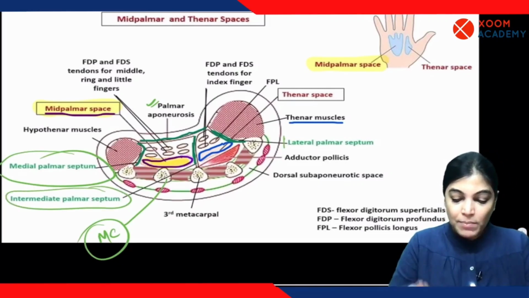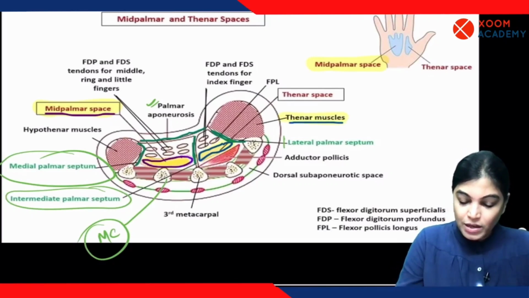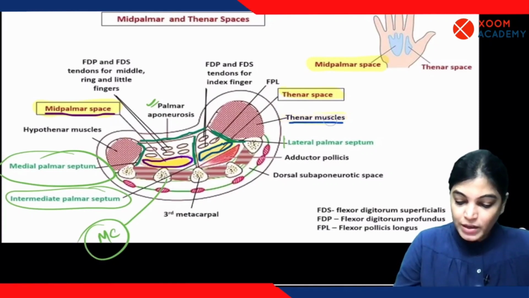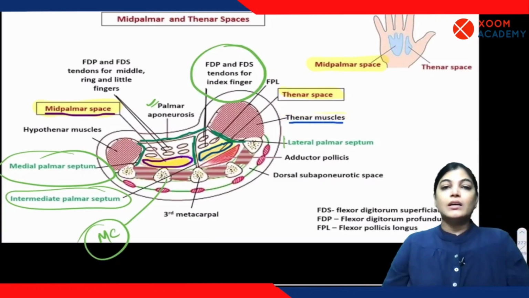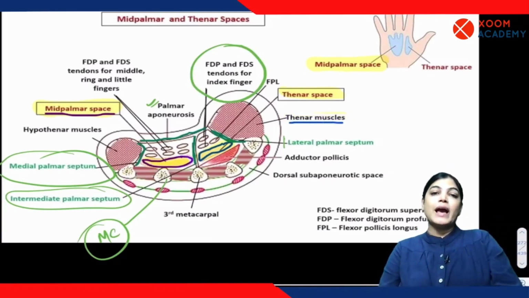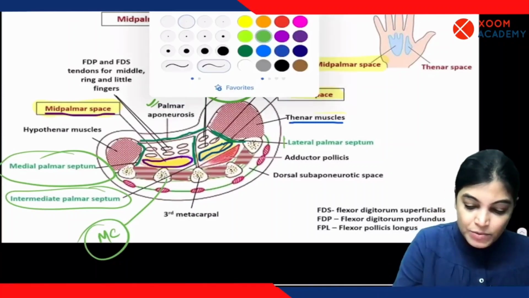Now, if I talk about the thenar space, see here, this is the thenar space. The thenar space will have the tendons of FDP and FDS. So actually the tendons, what you can see in this diagram, let me use this color.